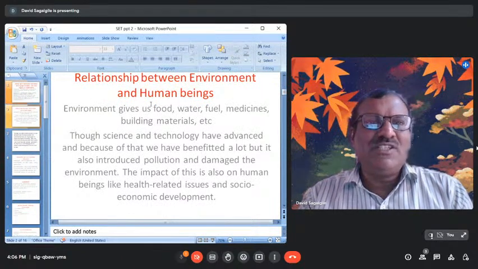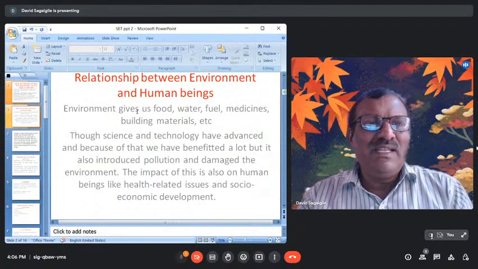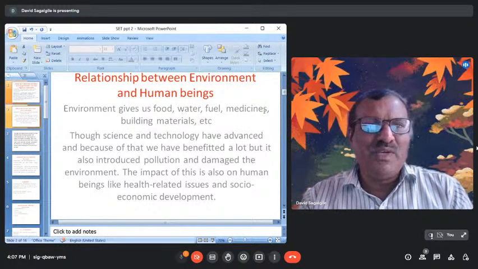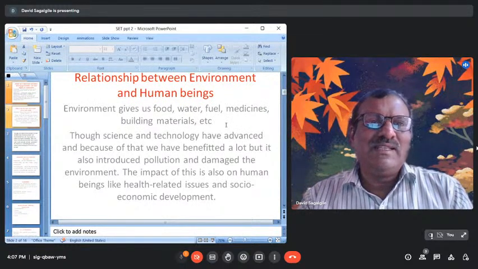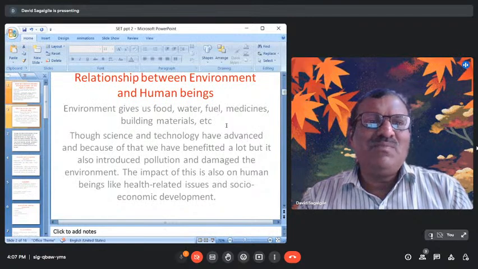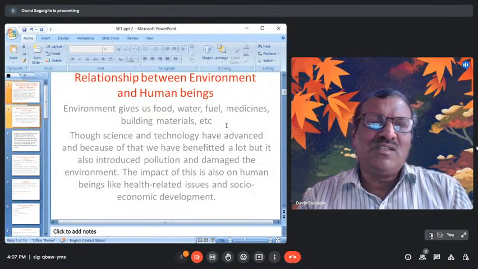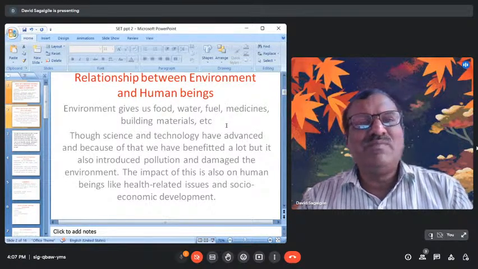Then what is the relationship between environment and human beings? Environment gives us food, water, fuel, medicines, building material, etc. So all the raw materials that are required for human beings, the environment provides us, whether it is food or water, or fuel to drive our cars or locomotives, or medicines or building material, etc.